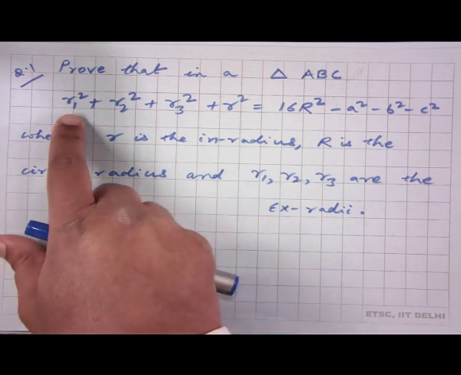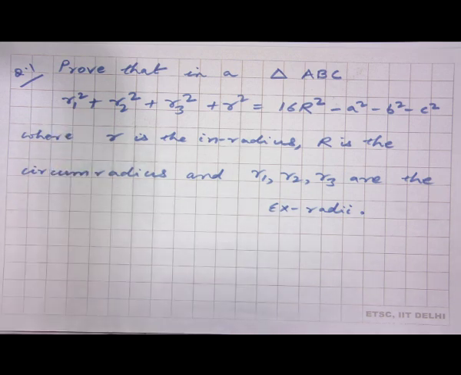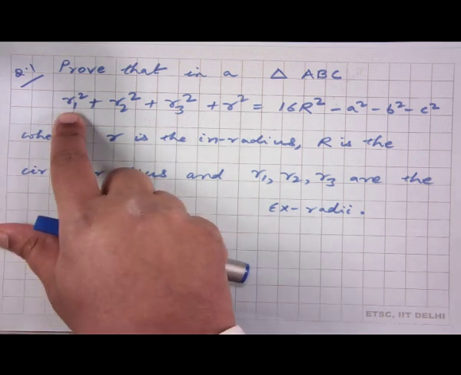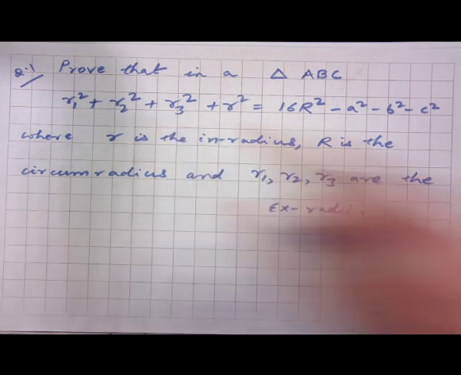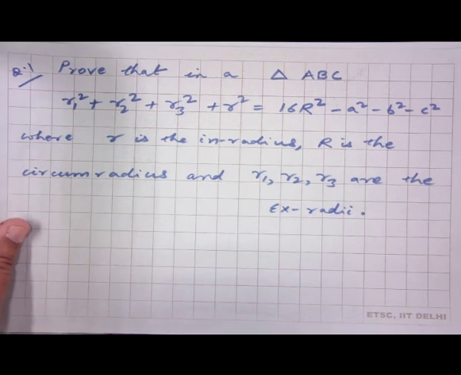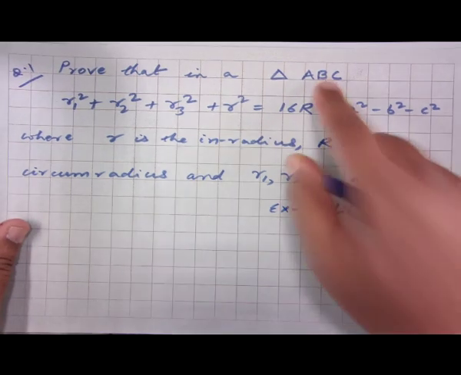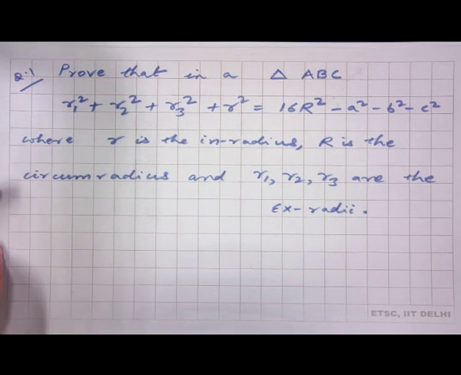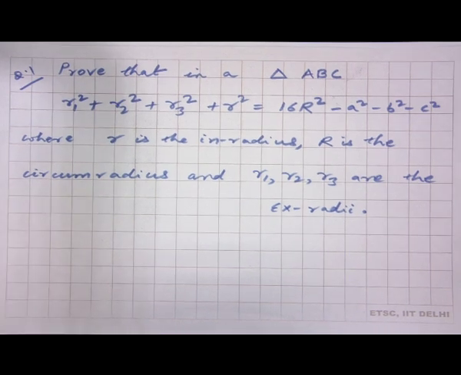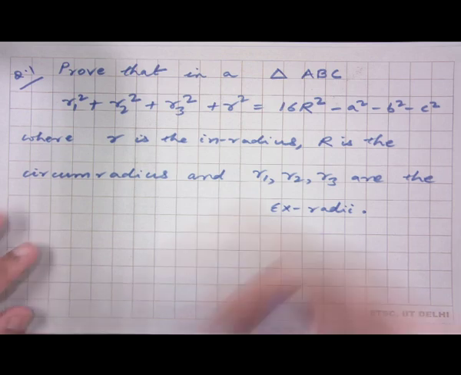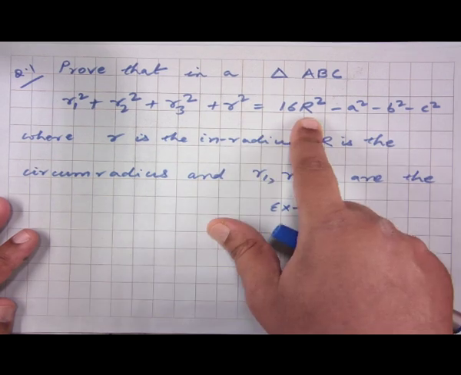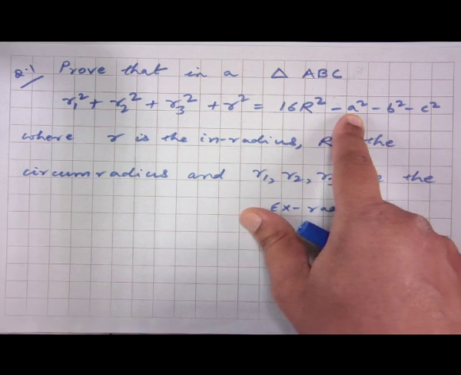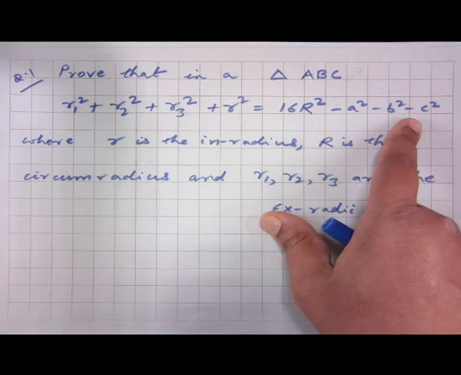So, r1 is the radius of the ascribed circle opposite to angle A, r2 is the radius of the ascribed circle opposite to angle B, and r3 is the radius of the ascribed circle opposite to angle C of the triangle ABC. So, how do we go about solving this problem? What we see on the right hand side is the square of the circumradius, and then the squares of the sides of the triangle.